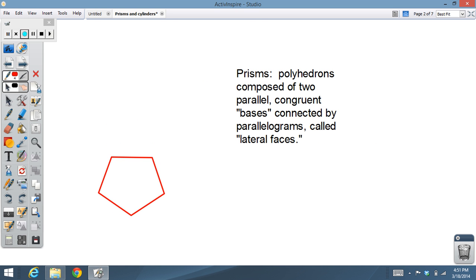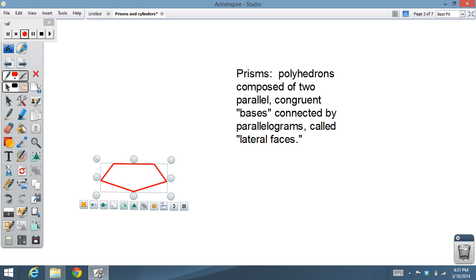A prism is a polyhedron composed of two parallel congruent bases, and they'll be connected by parallelograms called lateral faces. So for our example, I have chosen a pentagon, and I am going to flatten it out. What you need to do is visualize that I'm not just scrunching this down. What I'm doing is laying it flat on the table. There we go. So we've just laid it flat.